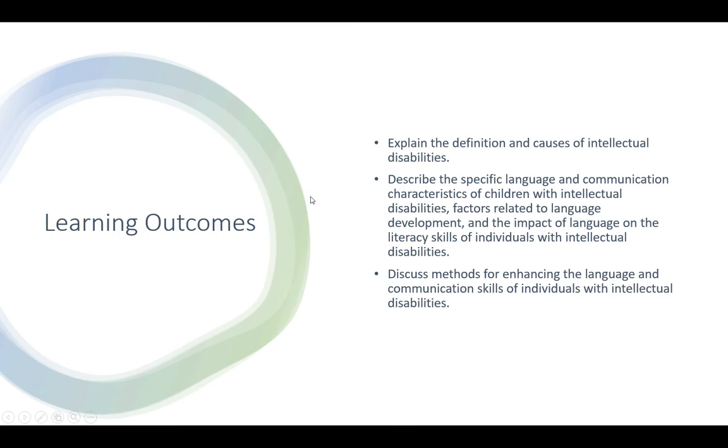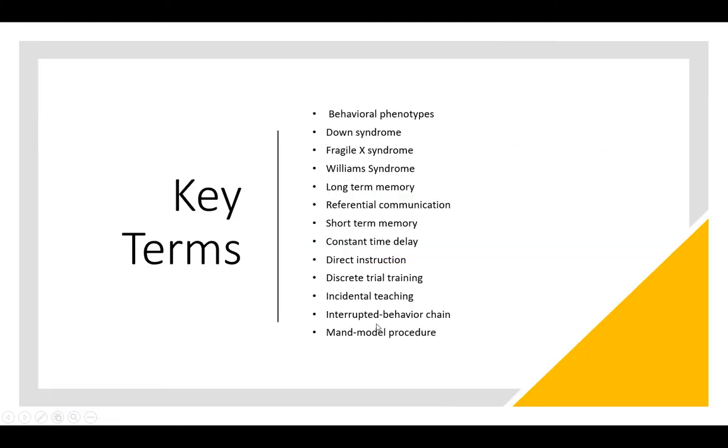Your learning outcomes are listed here like they are at the beginning of every chapter. We need to be able to understand what an intellectual disability is and maybe some of its causes, describe the specific language and communication characteristics of children with intellectual disabilities, the factors related to language development, and the impact of language on the literacy skills of individuals with intellectual disability, often referred to as ID, and discuss methods for enhancing the language and communication skills of these students.